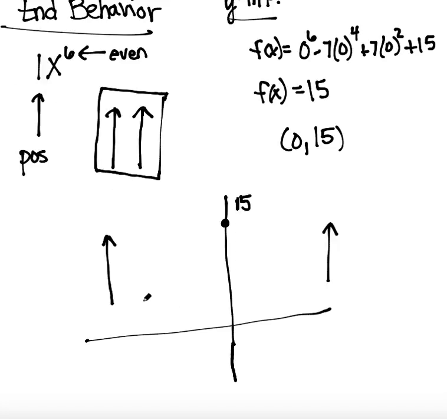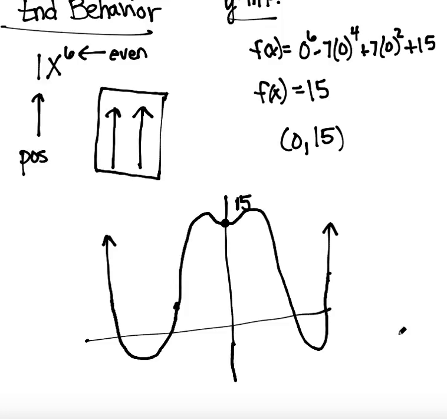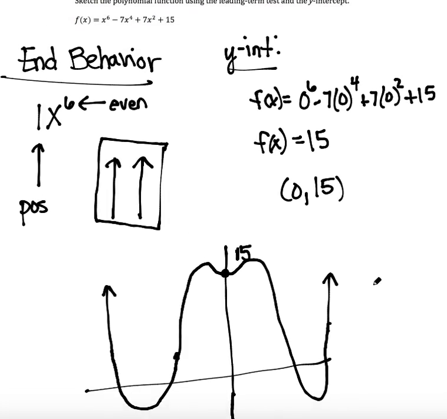But what I'm going to do is show you really what it would look like. And again, this is just a sketch of what you think it could look like. It might not be perfect. And this is really what the graph looks like. The key is it has to cross the y-axis at 15, and it has to go up on the left-hand side and up on the right-hand side. Again, that's an idea of what the graph of the equation f of x equals x to the 6th minus 7x to the 4th plus 7x squared plus 15 could look like.